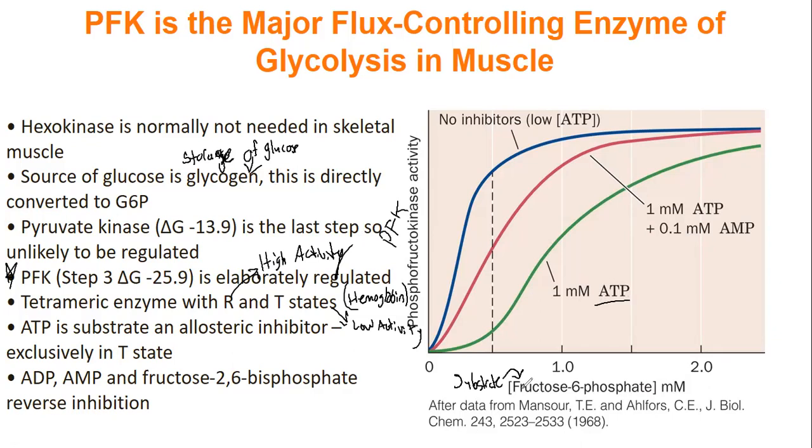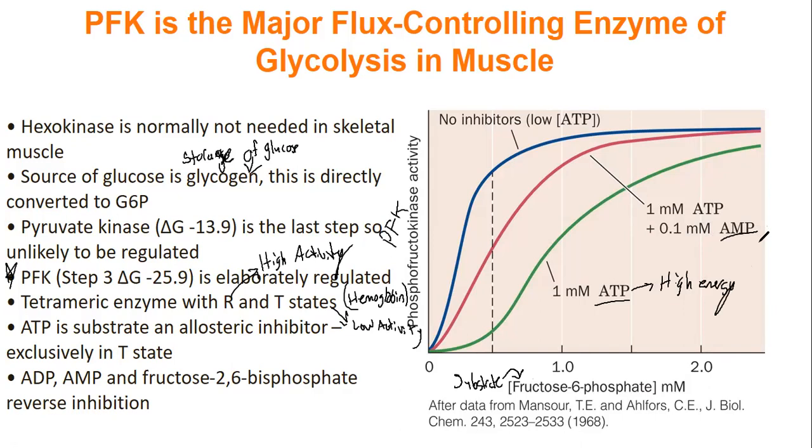All right, so ATP is an inhibitor. It will bind to the T state, which makes sense, right? If you have a lot of ATP around, that means you have a lot of energy inside your cell. Glycolysis is the process of making ATP. So if you have a lot of ATP, don't do glycolysis. We can use that glucose for something else. So ATP will inhibit PFK.